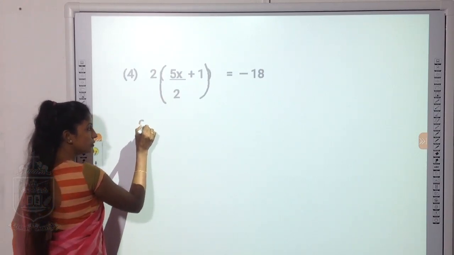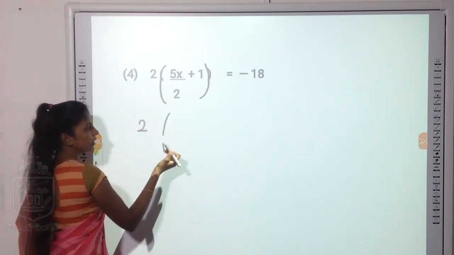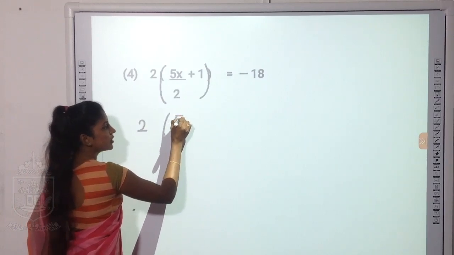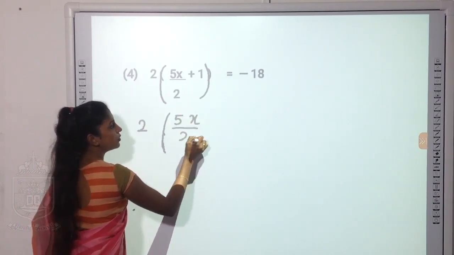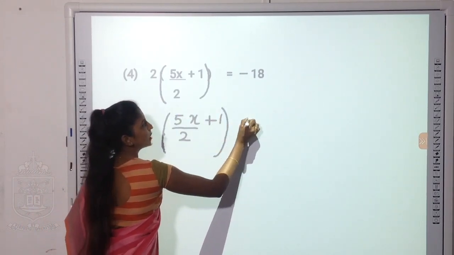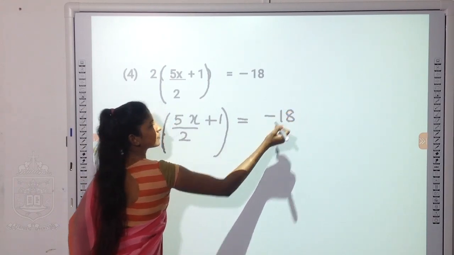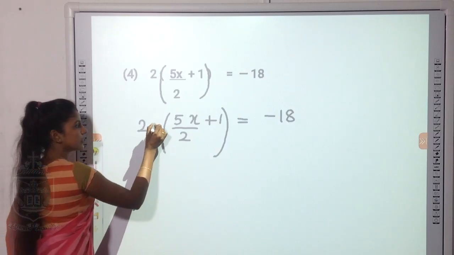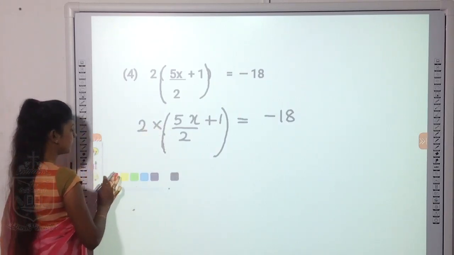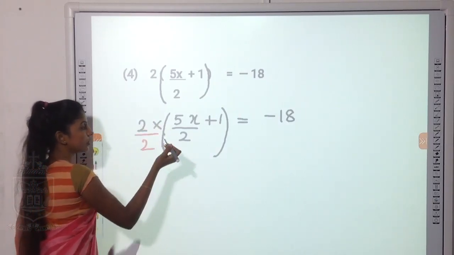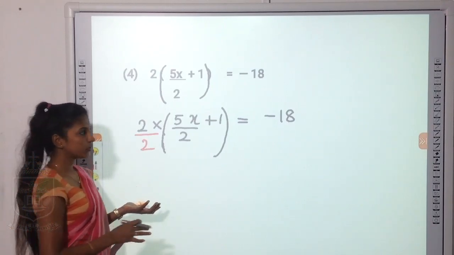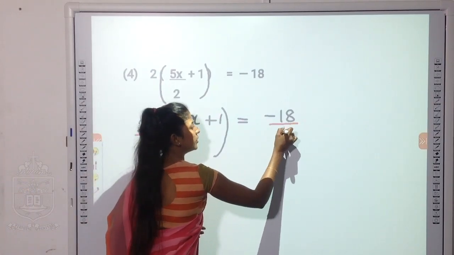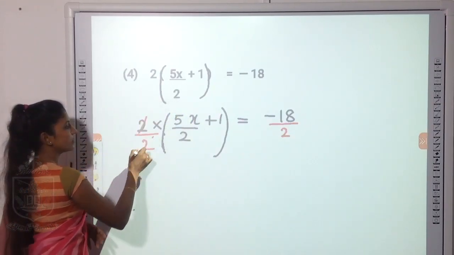That means 2 is multiplied. The meaning of bracket is multiplication. So here 5x over 2 plus 1, right, equals minus 18. Since it is multiplication, do the opposite. This is multiplication. So what's the opposite of multiplication? It's division. So you can divide the whole expression by 2. This side can also be divided by 2. And then 2 and 2 will cancel.